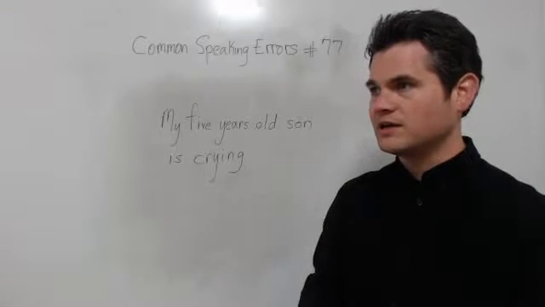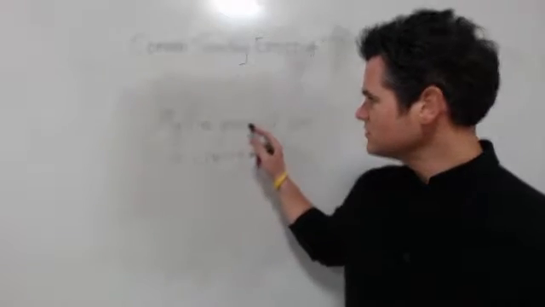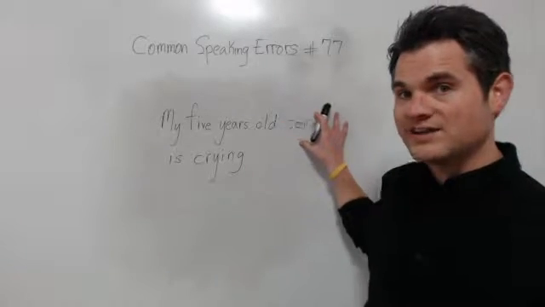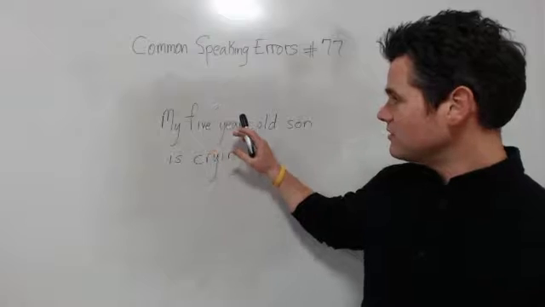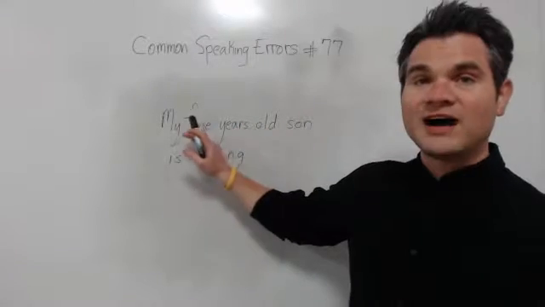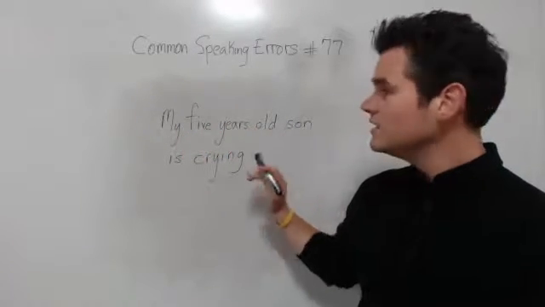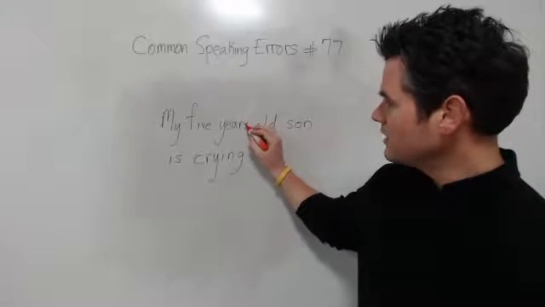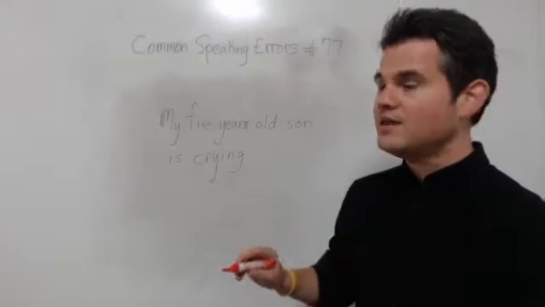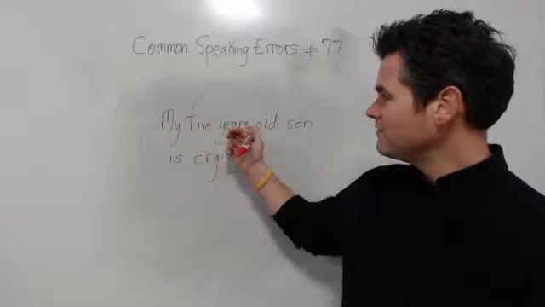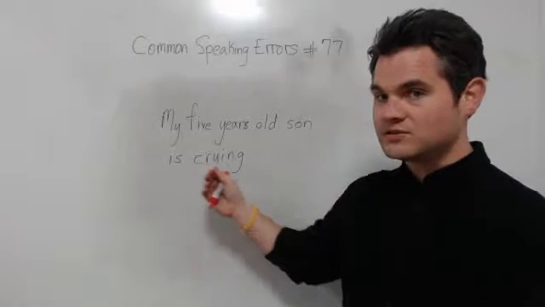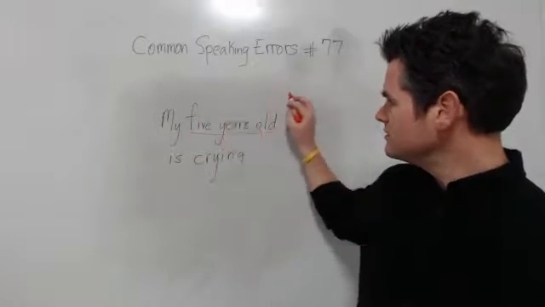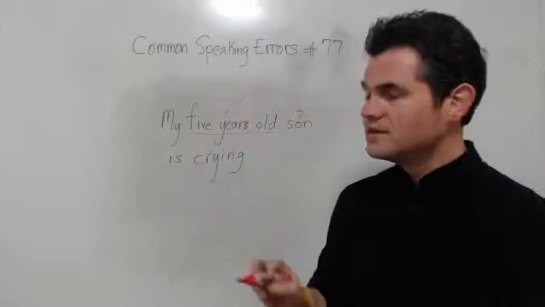What we're doing here is we're using 5 years old to describe the subject of the sentence. So if you are describing your son as 5 years old, you need to get rid of the S. You should just say, "My 5 year old son is crying," because this expression here is describing this.